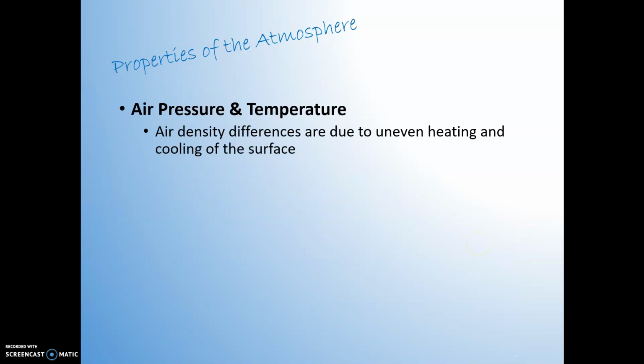Now let's combine air pressure and temperature and see how they affect each other. The Earth is not evenly heated, and because of that, we have areas where there's warmer air and areas where there's cooler air. That causes different densities of air. We have cold air that has a higher density, and warm air with a lower density. And so air will move from where there's a lot of it, where it's more dense, to where it's less dense. In other words, we tend to have movement from where there is cooler air to where there is warmer air.